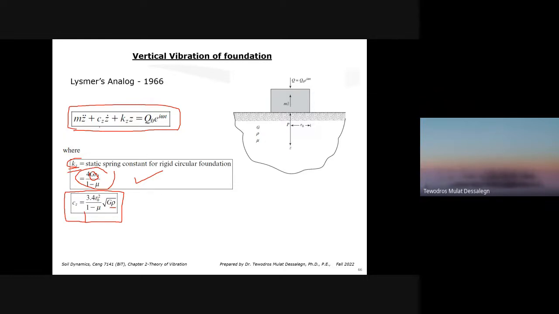The mass is the mass of the block, the foundation, and the motor vibrating on it. Damping, you can use this equation. K, you can use this equation. Q naught, this is like sine omega t. This is the input motion given from the manufacturer. Then you have the general equation of motion. So you can use the solution that you already developed. You know the maximum, the time history z.